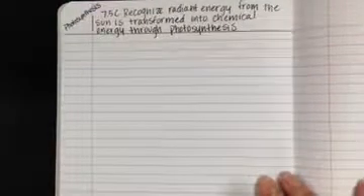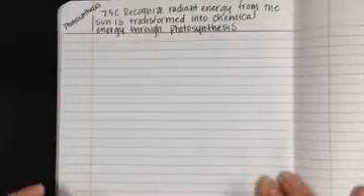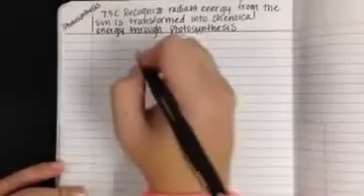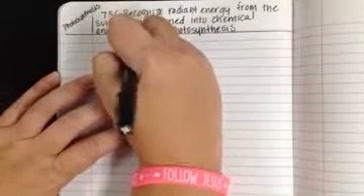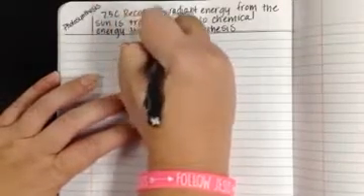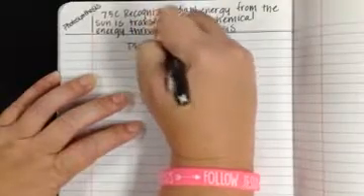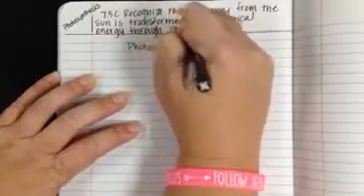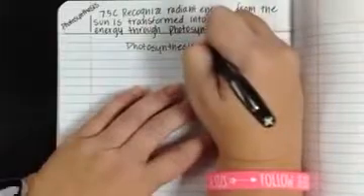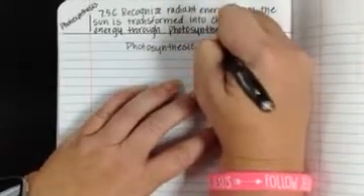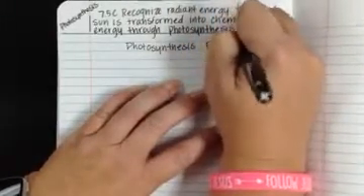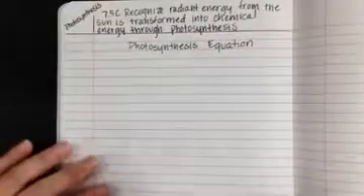And at any point, if you need to pause the video so you can write something down, please do so. But we are going to proceed on. We're going to start by writing our photosynthesis equation. There are different parts to a photosynthesis equation, and we're going to break them down. So that's what I'm writing, photosynthesis equation.